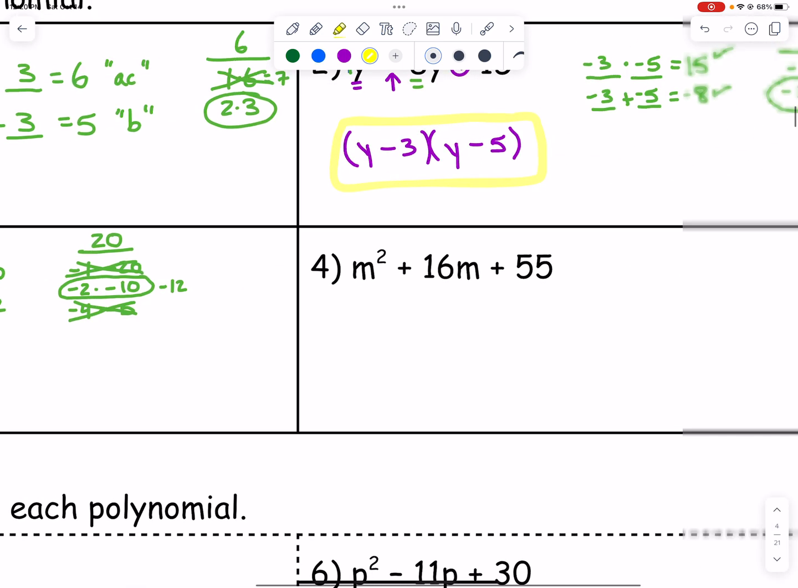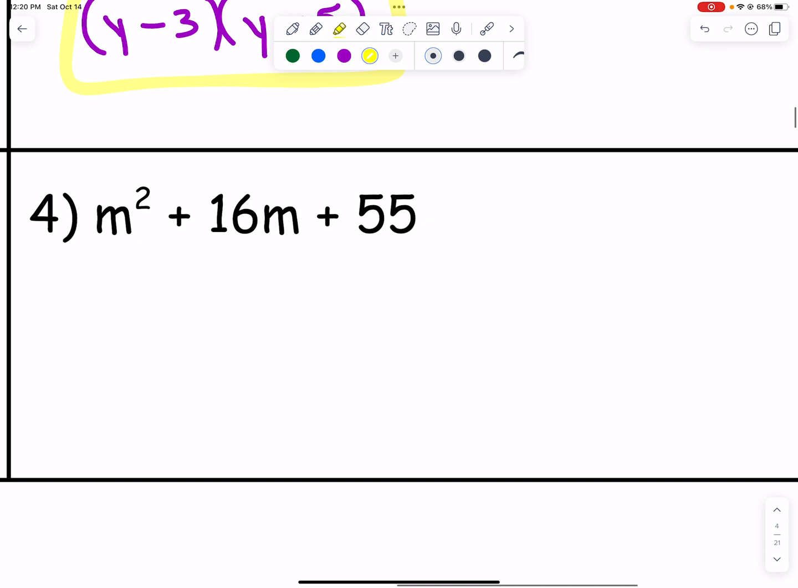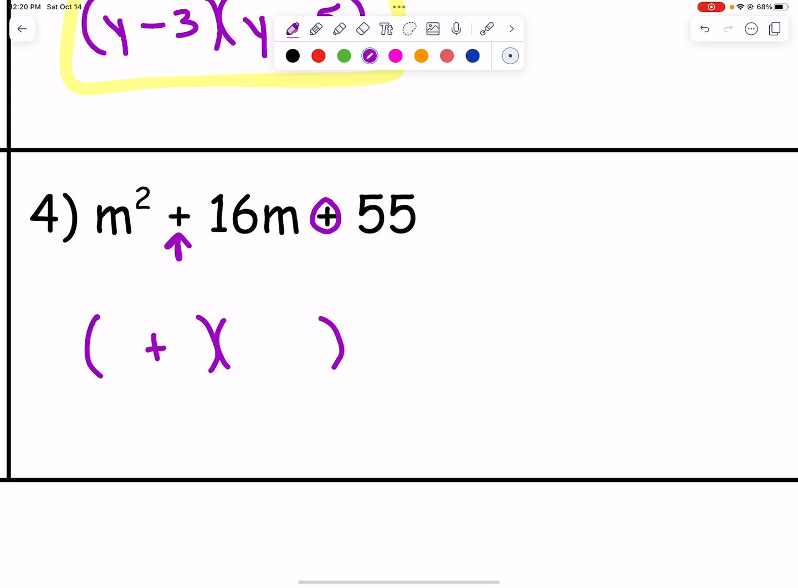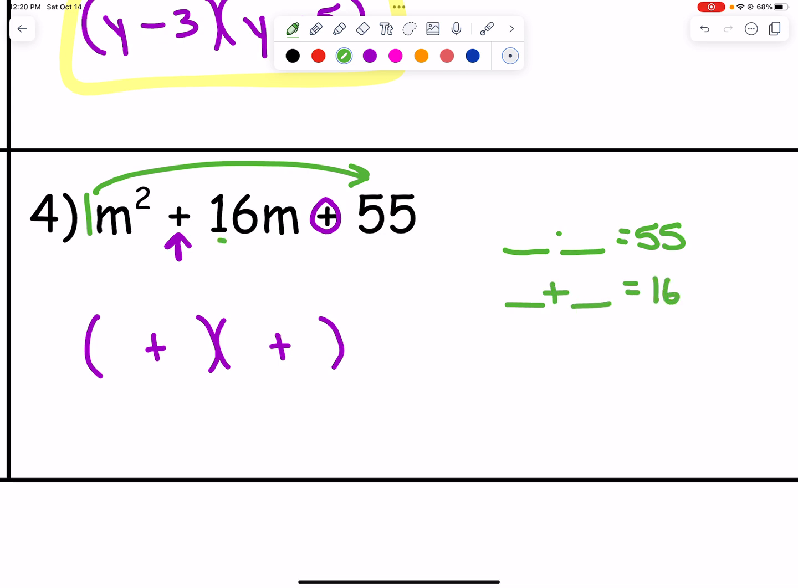Let's look at number 4. So once again, a is just equal to 1, which for all of these, that's the case, so we're not going to have a greatest common factor. So let's go ahead and set up. Our last term is positive, so both of our factors are going to have a plus sign, because that's the first sign in our trinomial. We take the a of 1 times the c value of 55, so 1 times 55 is 55. And then we need to add our numbers to get b, which is 16.